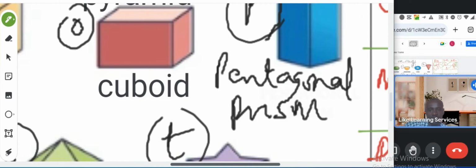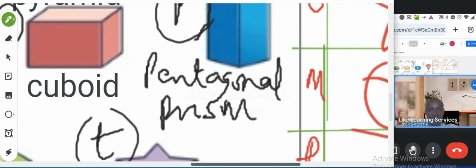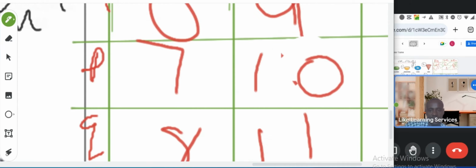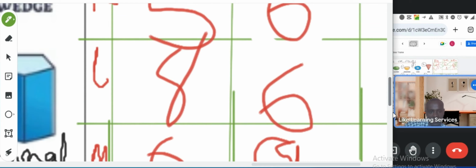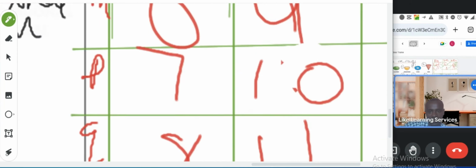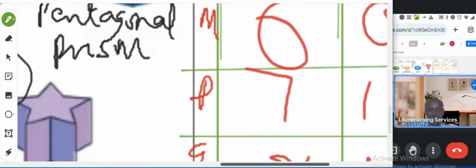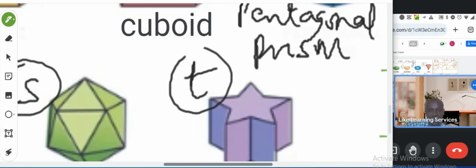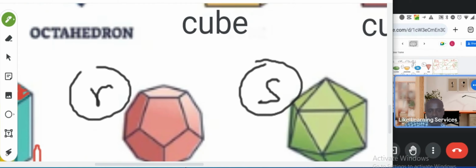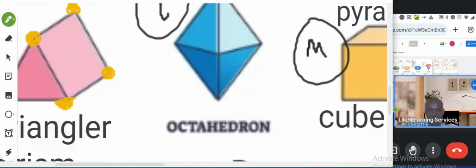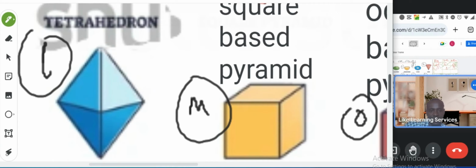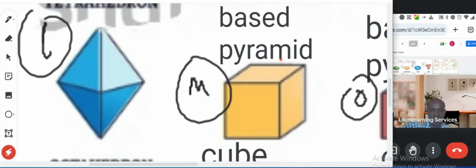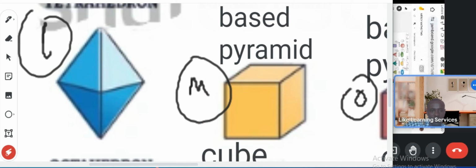Okay, let me see what you got for O. I won't do all. You didn't do O, or did you? Okay, I didn't give you O. Where's M? Let me see where I wrote M. I'll just mark a few of them. Okay, this is M, which is a square pyramid or a cube.